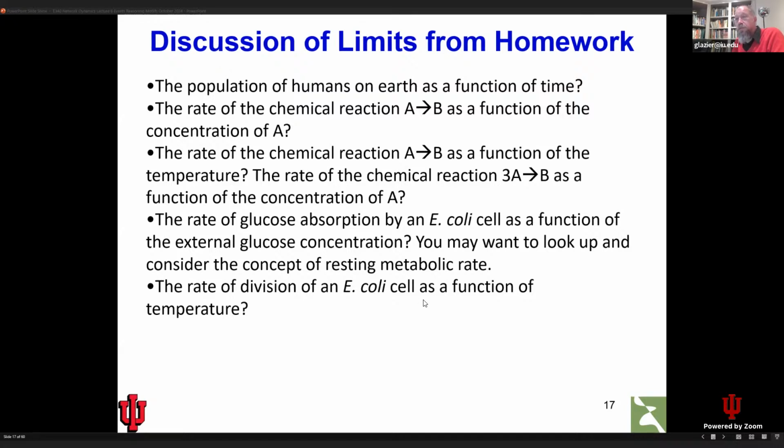The other thing is that if the temperature is too high, A will break down. If A is a biological molecule and you make the temperature too high, A will denature. And so at very high temperatures, basically you kill it. So there has to be some temperature at which the rate of reaction goes down again. It can't go to infinity.